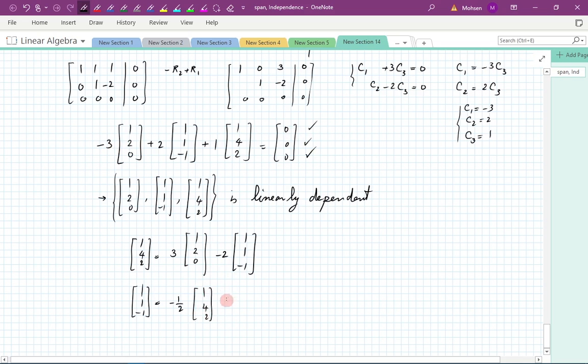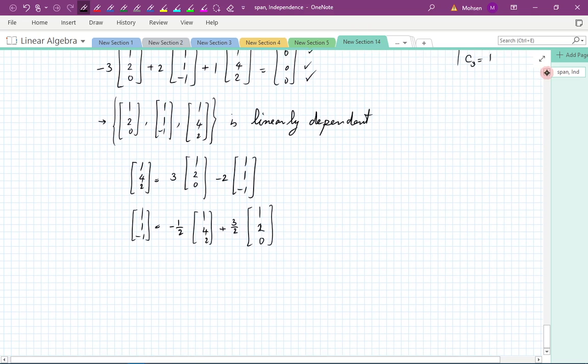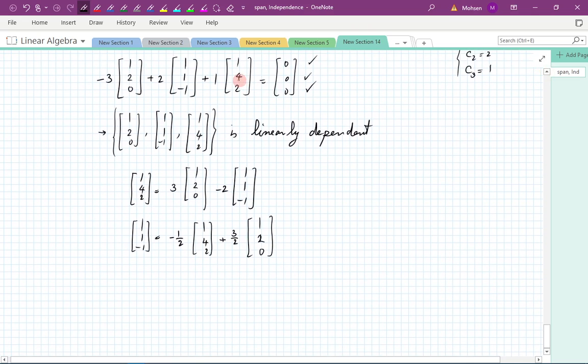Minus 3 goes to the other side, becomes plus 3 divided by 2, 1, 1, excuse me, 1, 2. Let me erase this. 1, 2, 0. And finally, if you want to give the same opportunity to all of them, we took this one out here, we took this one out here, we can take 1, 2, 0.